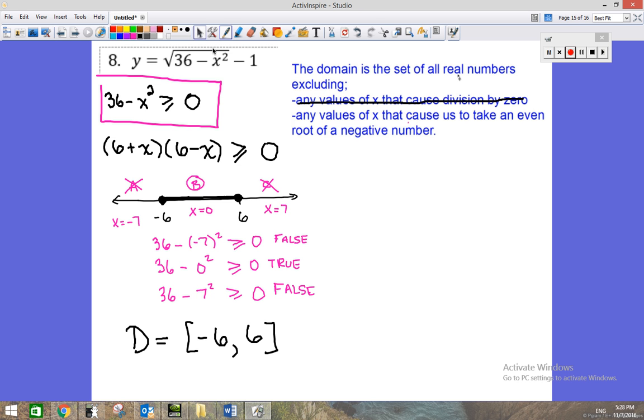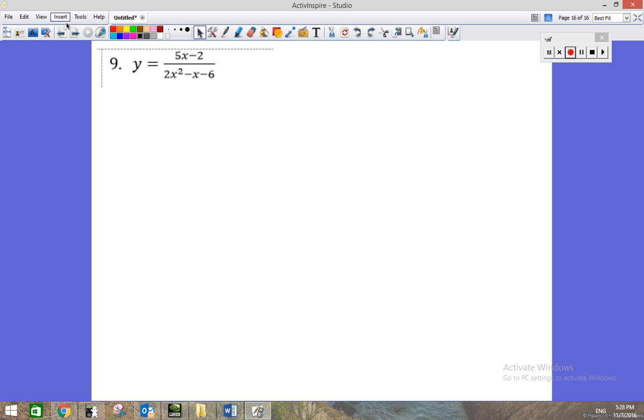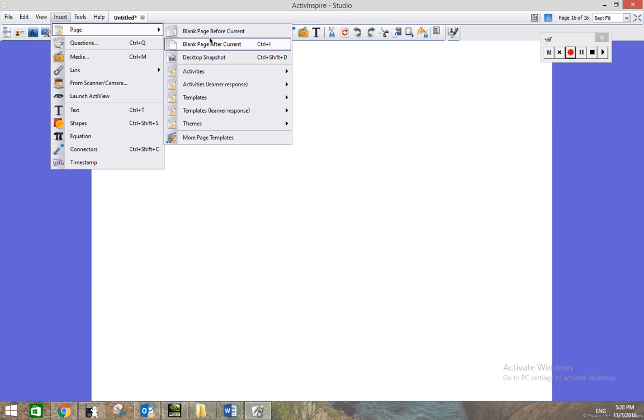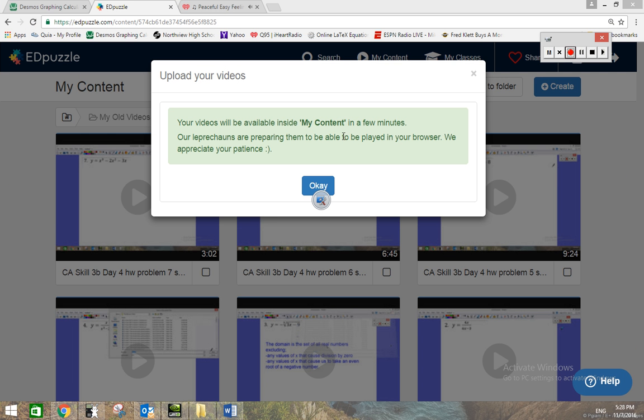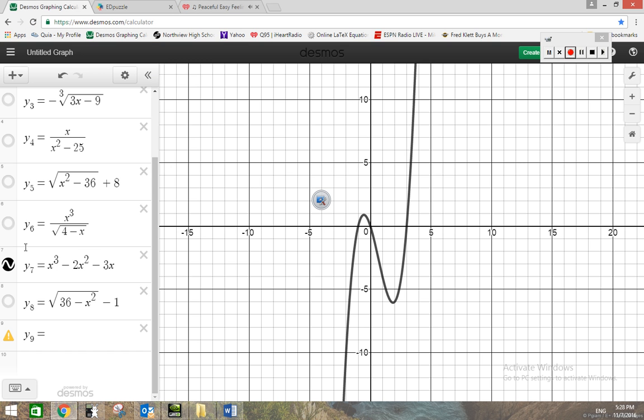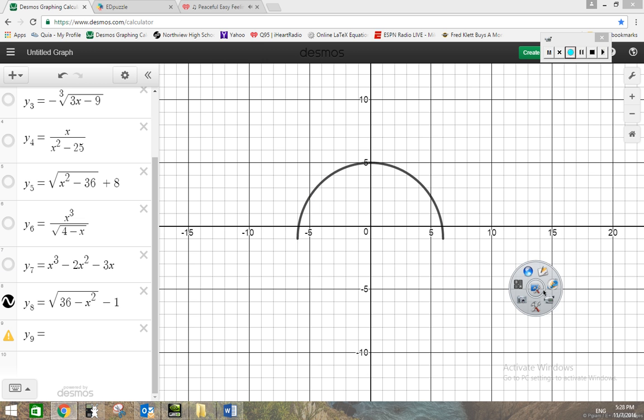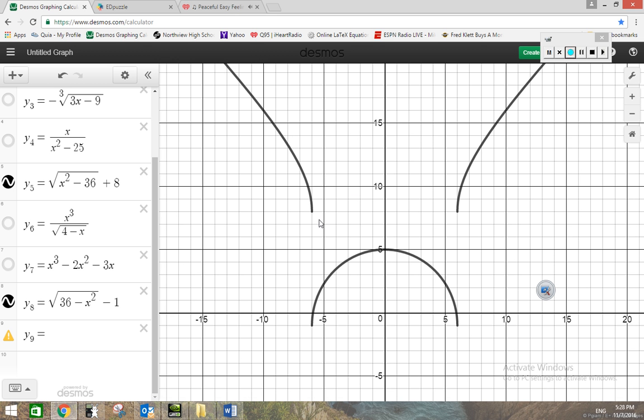Now, let's take a look at the graph of this. Alright, so I've already keyed this in, and here it is. Let's go back up. Last time, you can see the graph was out here. This time, it's looking like a semicircle.